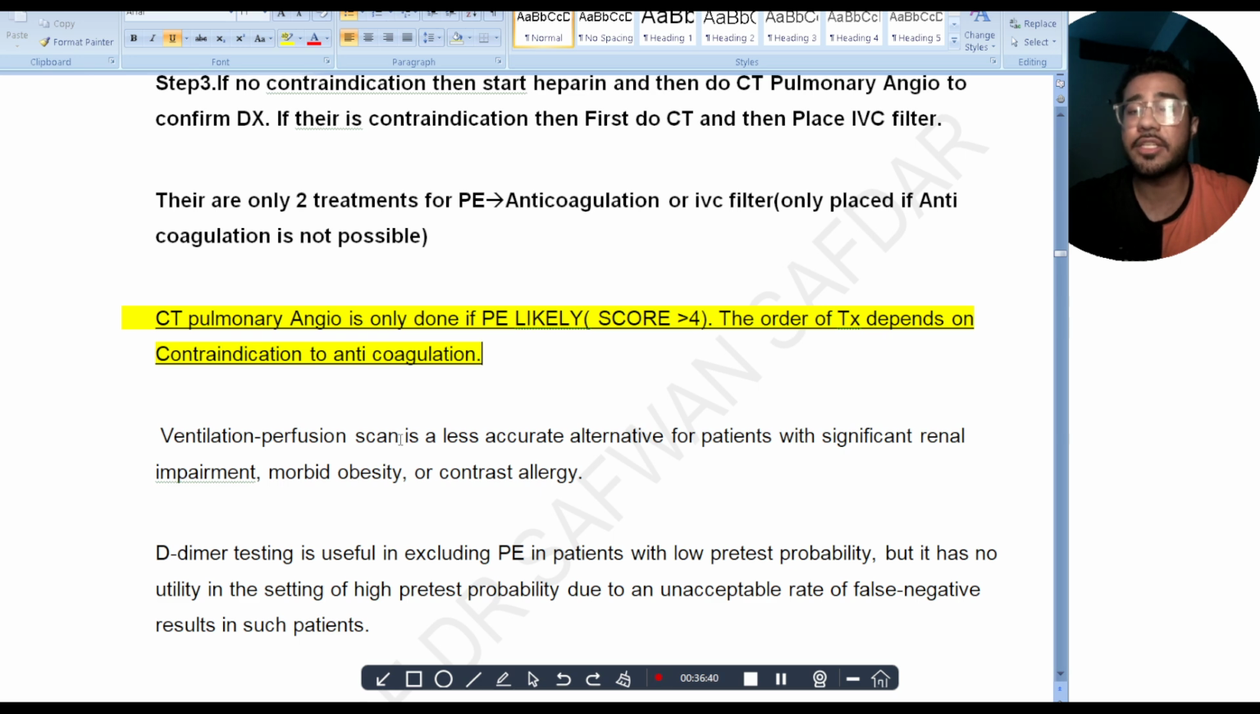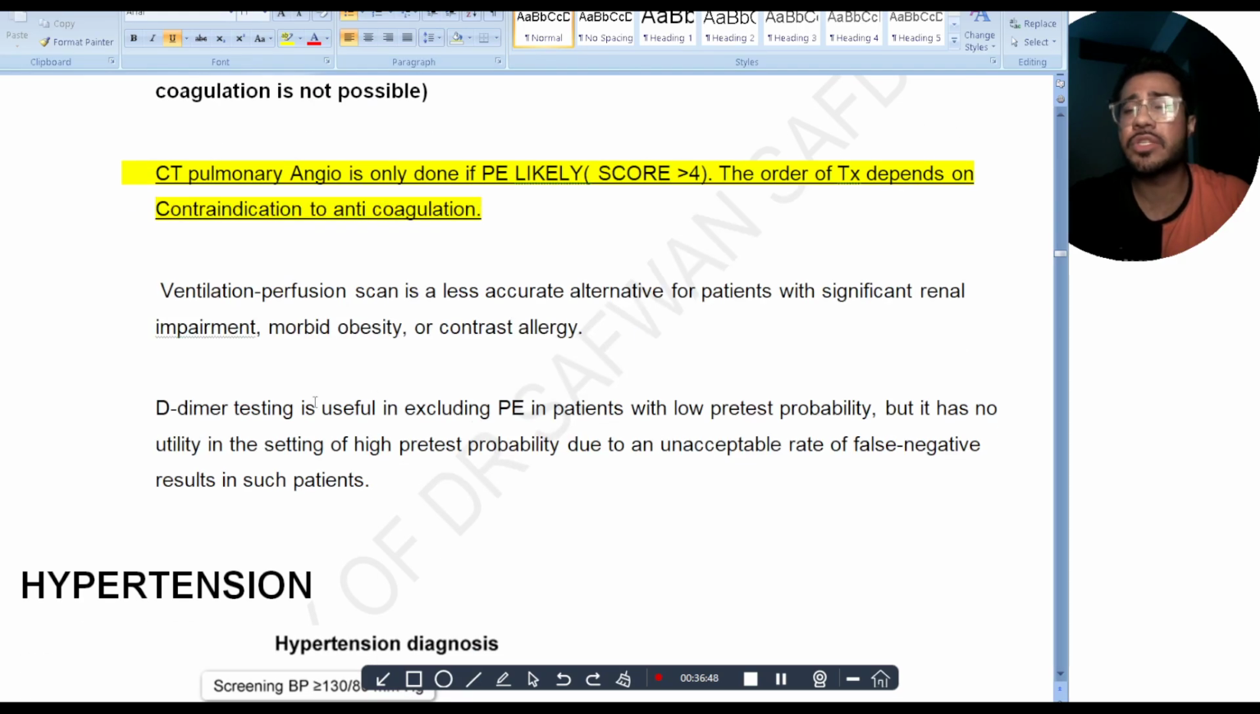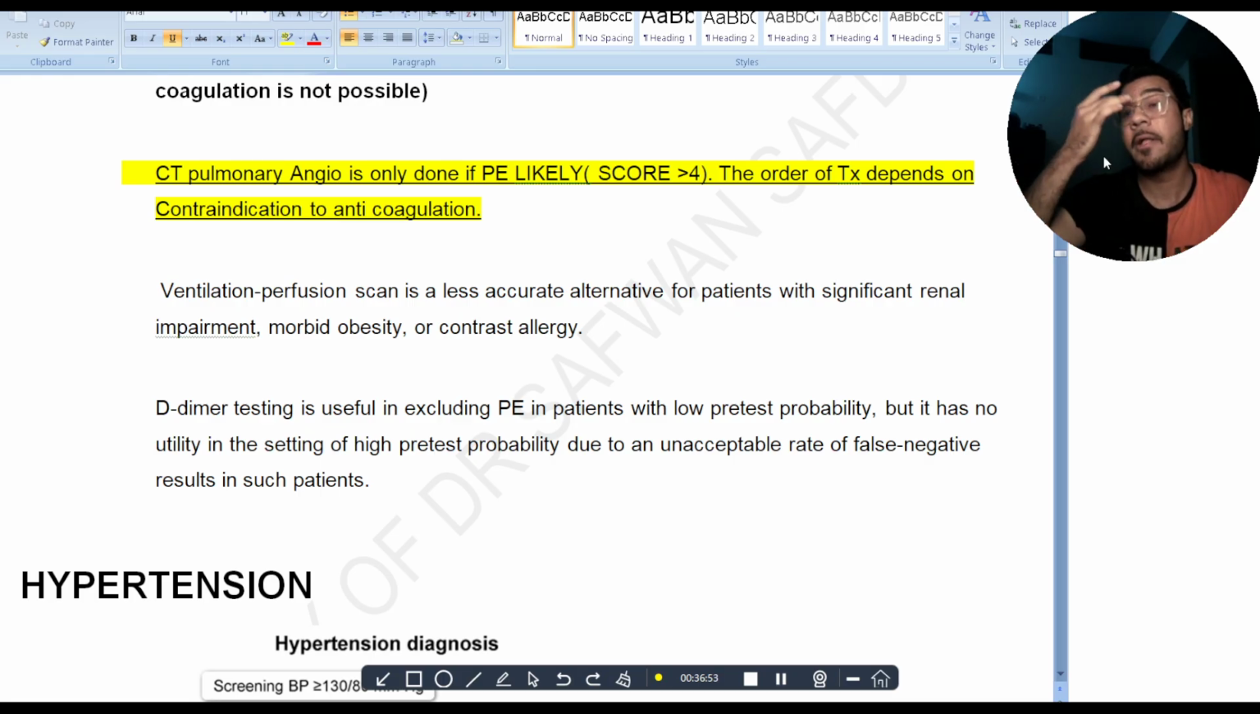Do not choose the ventilation perfusion scan because it's a less accurate way of diagnosing pulmonary embolism. D-dimer is also a really inferior way to diagnose. It just gives you a hint about whether the patient is in a hypercoagulable state. If the D-dimer level is greater than 500, then you can think about pulmonary embolism. Other than that, you can exclude. So these are inferior ways. The most important way is the CT pulmonary angio that confirms the pulmonary embolism, and that is only going to be done if PE is likely according to the Wells score.